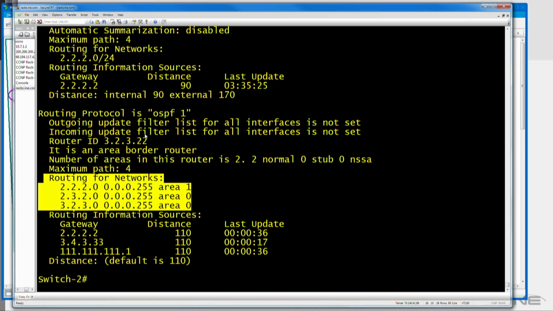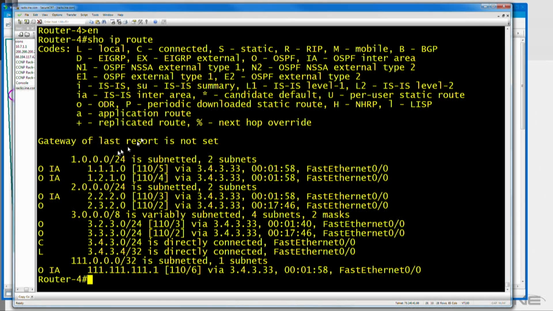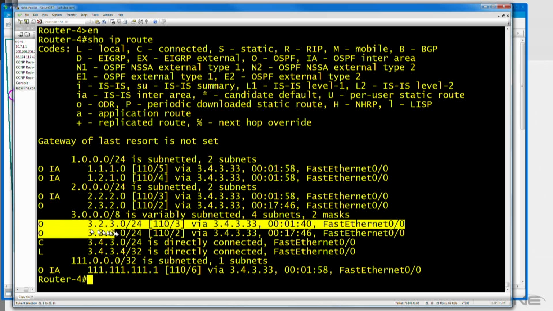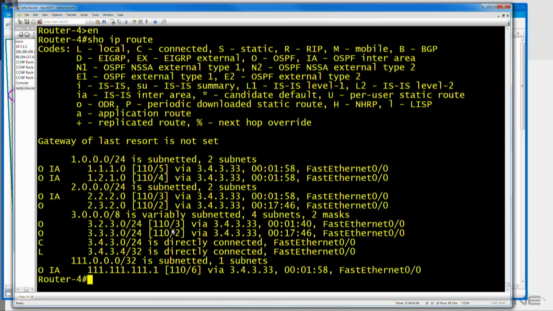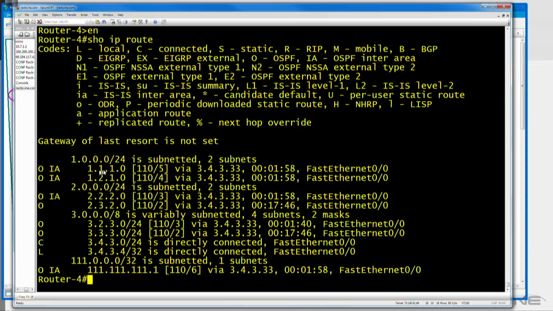Let's take a look at router 4. Show IP route. And there we have it. Here are the intra-area routes that are part of his own area. And OSPF as a metric uses cost, which is based on interface bandwidth. Just like the spanning tree protocol, the metric of OSPF is cost. It just uses a completely different formula. But the higher the bandwidth, the lower the cost. And here we see inter-area routes, learned from a different area. And those have a slightly higher cost because they're a little bit further away.